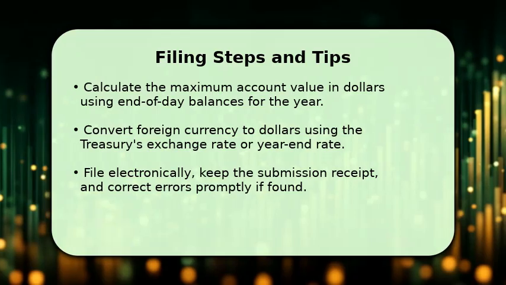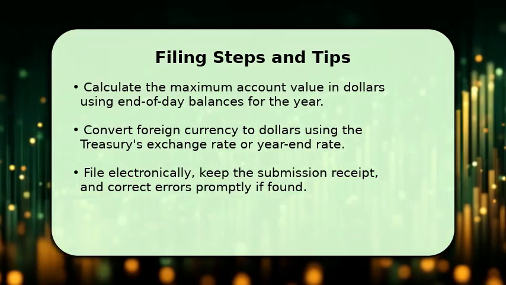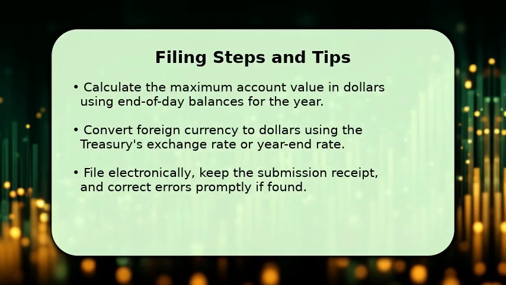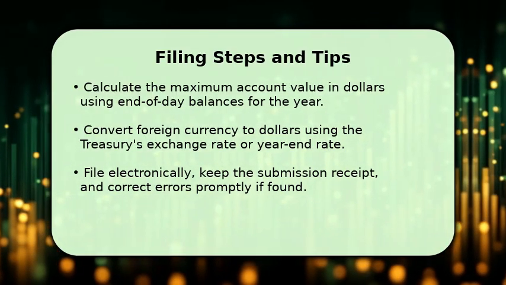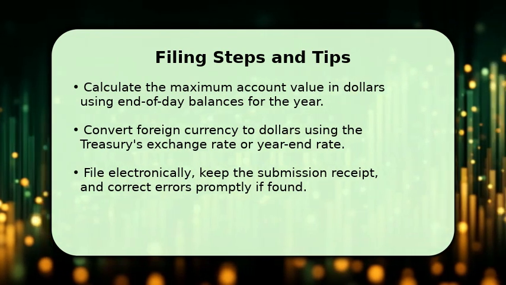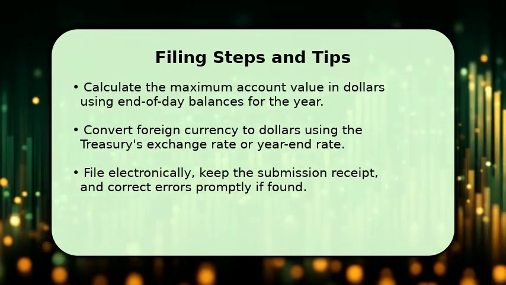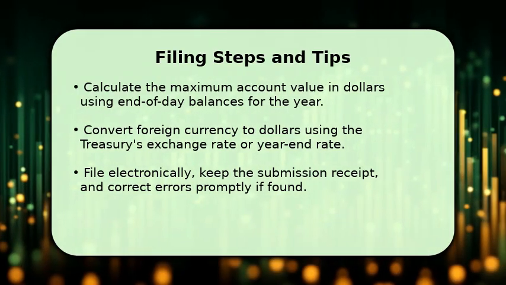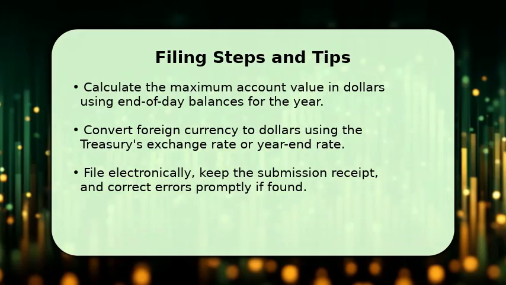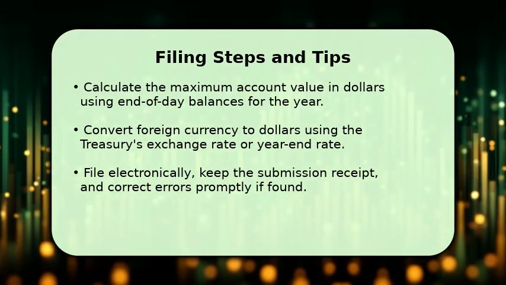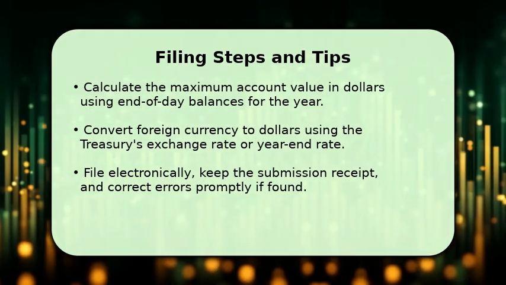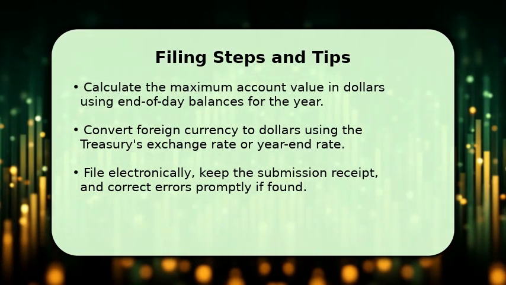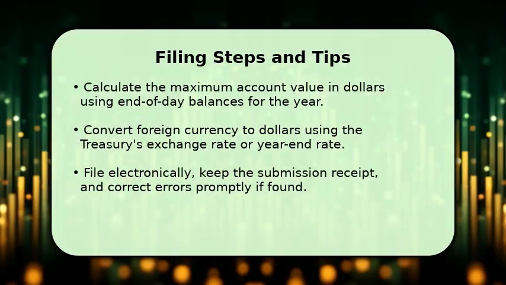To file correctly, first compute the highest dollar amount for each account and sum them to check the reporting threshold. Use an accepted exchange rate to convert foreign balances so the numbers match FinCEN expectations. Complete FinCEN Form 114 in the BSA e-filing system, review every entry carefully, submit electronically, and download the confirmation notice to your records. If you discover an error later, prepare an amendment promptly to maintain clean compliance.